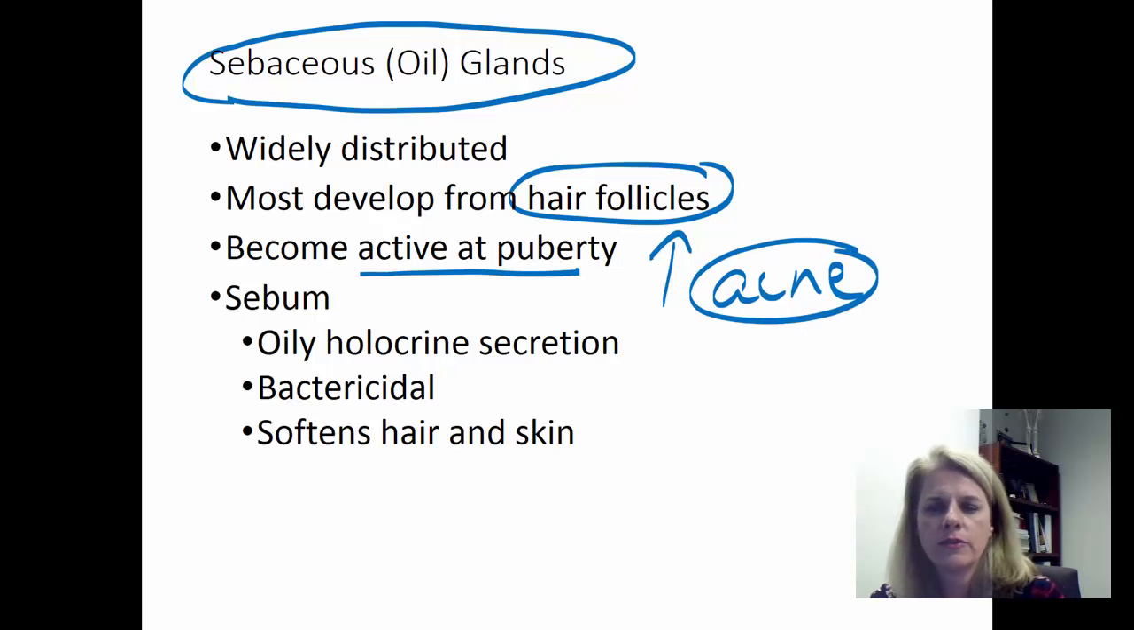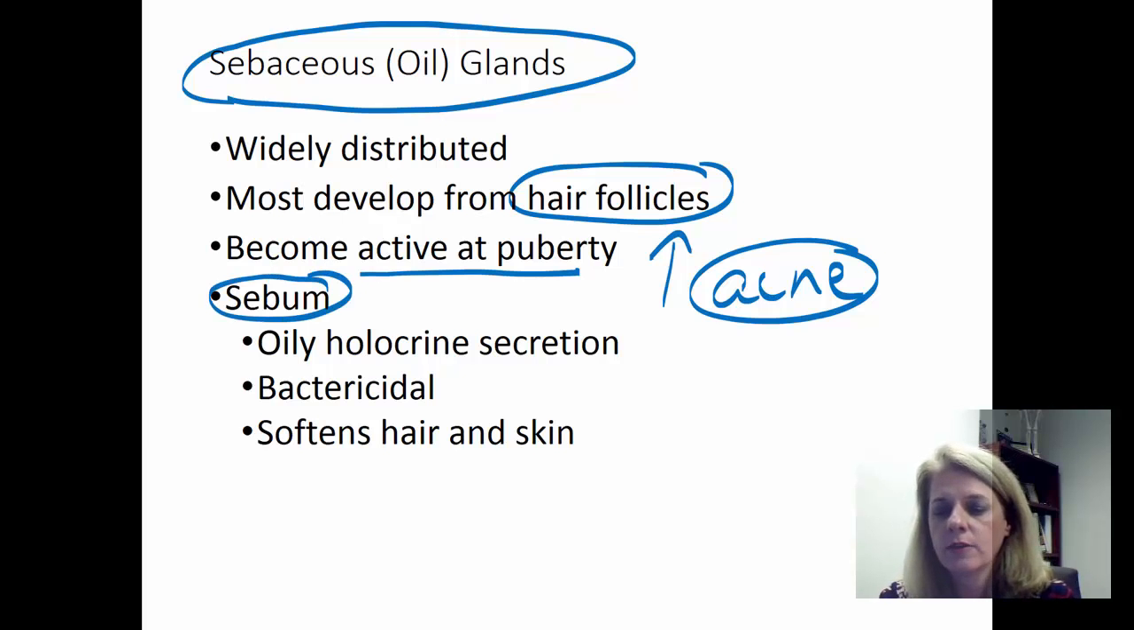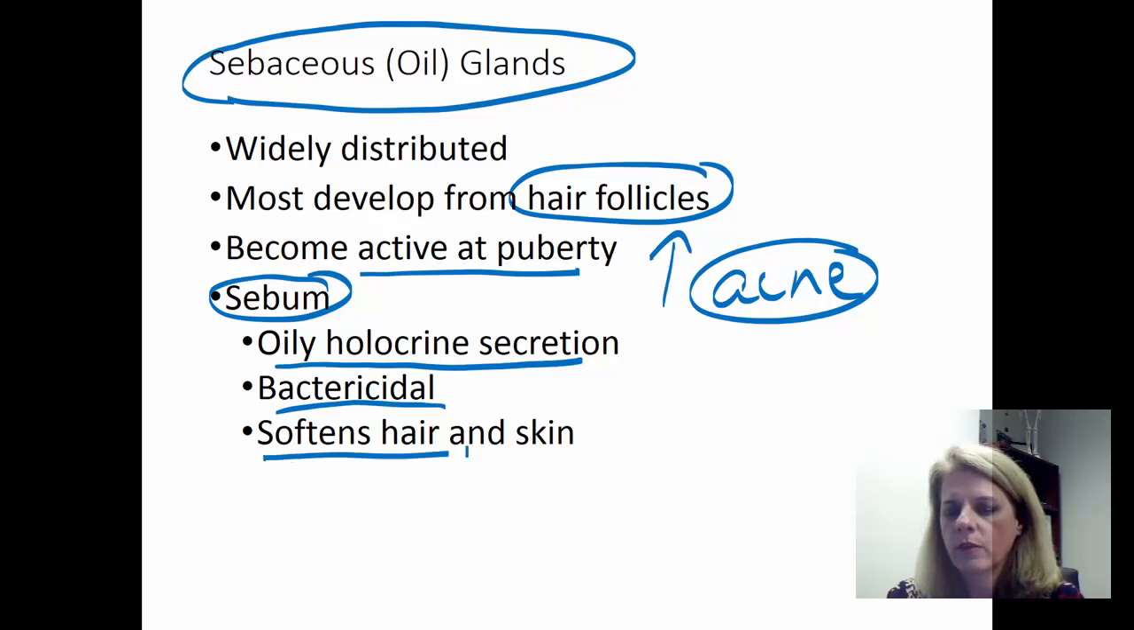Those are associated with your sebaceous glands. So we all know you go through puberty and you start to break out. Again, they make something called sebum. It's that oily, fatty secretion, and it's a bactericidal solution. So it's supposed to soften your hair and also kill the bacteria on your skin. So it works to soften hair and skin as it's being released.